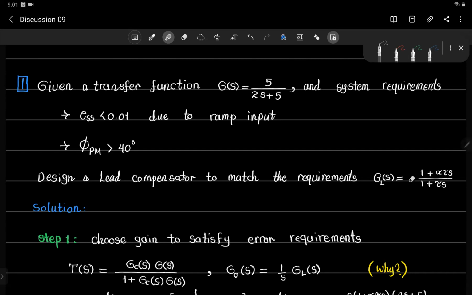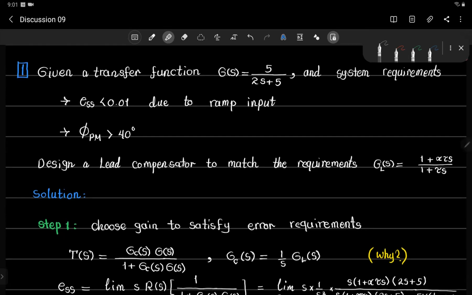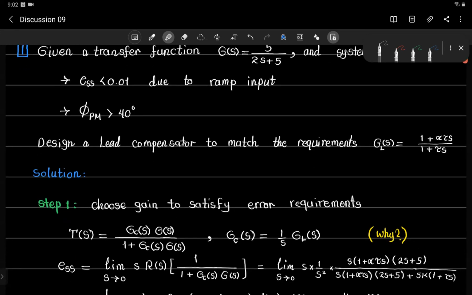So let me remove this. First of all, let's satisfy the steady state error requirements to begin with. Notice that we're talking about a ramp input here, which means that we will have to add a pole at s equal to 0, an integrator basically, in order to get finite ramp input steady state error. So that's what we do, that's the 1 over s here.